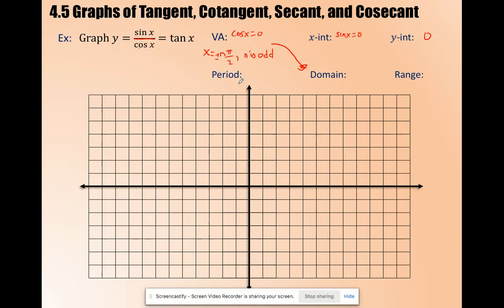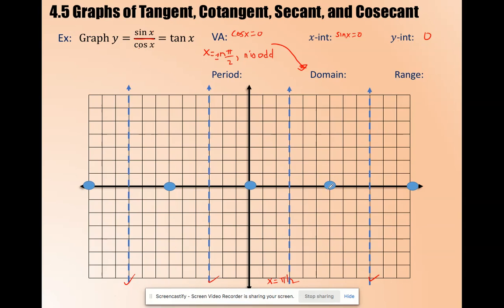Right? The odd pi over 2s. And then, of course, you just kick the odd pi over 2s out of the domain. I'm going to leave the period and range for a minute. So you need to label your vertical asymptotes, which again would be x equals pi over 2 and so on. And so 3 pi over 2, negative pi over 2, negative 3 pi over 2. And I am graphing from negative 2 pi to 2 pi in these cases.